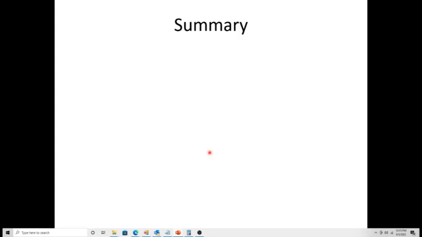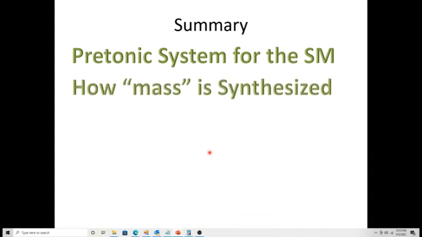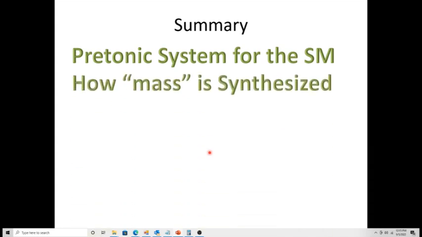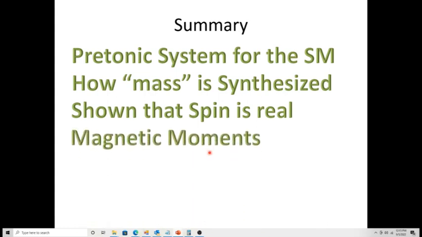So what's our summary here? Well, the Pretonic system for the standard model was introduced, which shows you the inner sides of those particles. And it shows you that mass is not an intrinsic property. It's actually synthesized. And we don't really call it mass anymore. We call it inertia, or the heaviness of a particle. It also showed that spin is real. It's not this intrinsic function that makes no sense, according to the quantum spin that they have out there. It shows how magnetic moments are computed, and that we get a much closer magnetic moment with a smaller anomaly than quantum mechanics does, because we're accounting for how the system actually works inside.